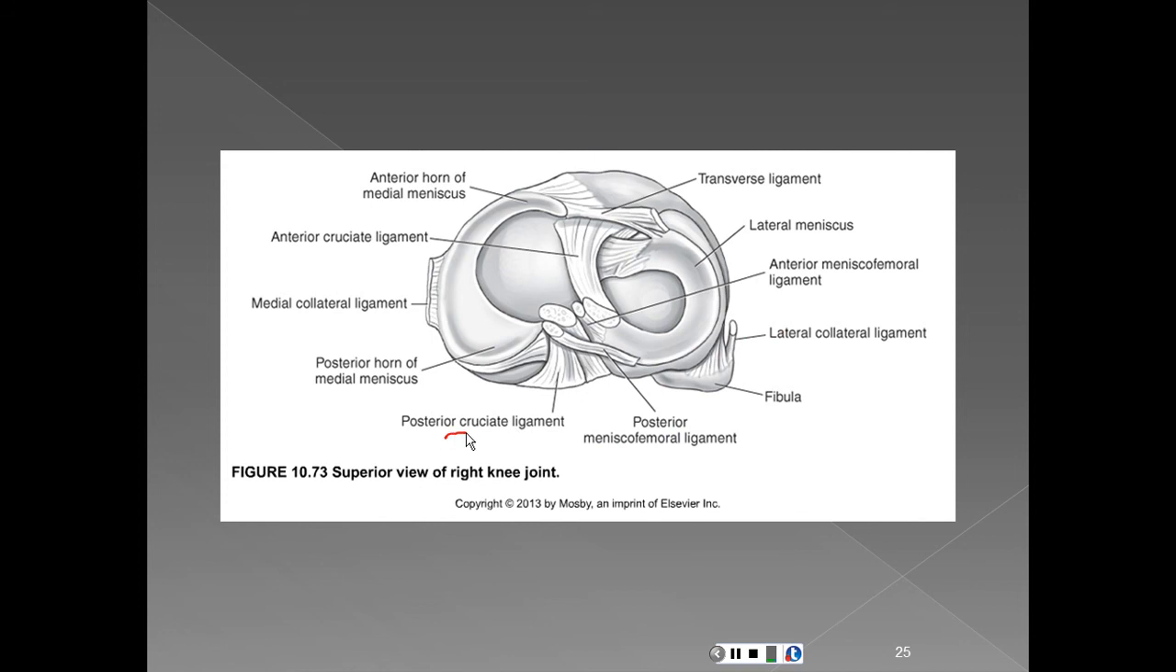So here's the posterior cruciate ligament, the anterior cruciate ligament, and then you also have two side ligaments that stabilize the knee, the medial collateral and the lateral collateral ligament. The lateral collateral ligament connects the fibula to the femur. The medial collateral ligament attaches the tibia to the femur, and then you have the two cruciate ligaments that cross in the middle.